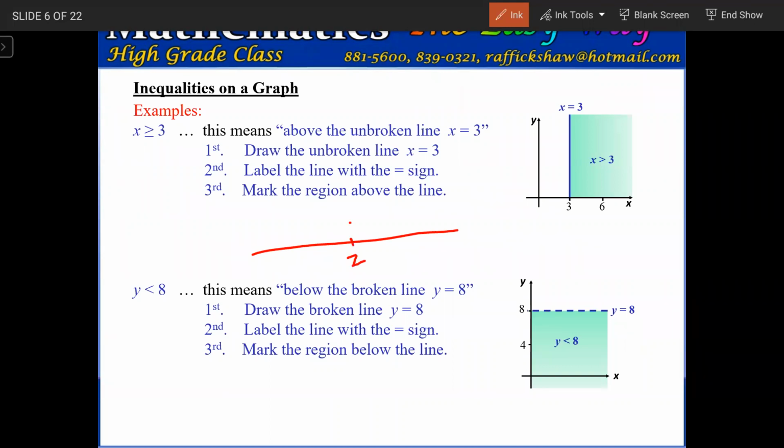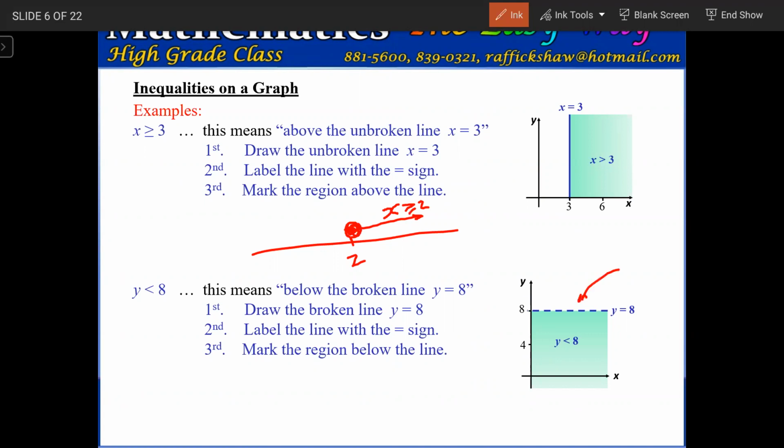Say you want 2. You put an unshaded circle on the 2 pointing to the right. The unshaded circle means that you don't want the 2, so this means X is just greater than 2. If you want the 2 included, I shade the circle and put the equal, like that. So it's similar.